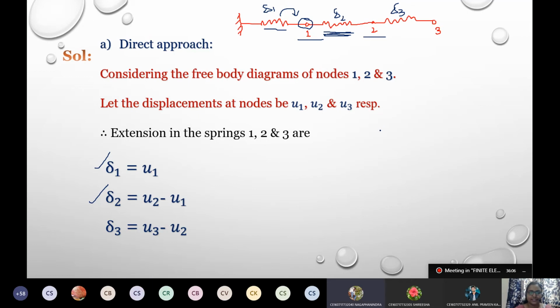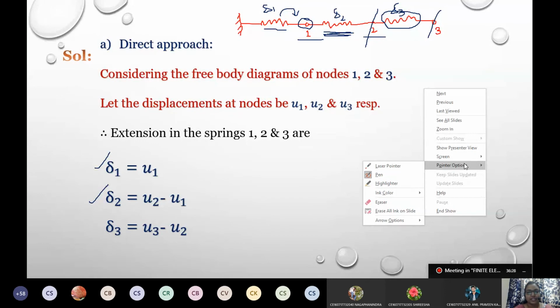U3 minus U2, ma'am. That's all. U3 minus U2. I have clearly mentioned you have to check to which nodes the spring is attached. We're not going for the whole structure. When I'm looking into the extension of this spring, the extension is with respect to only the 2 nodes to which it is attached.